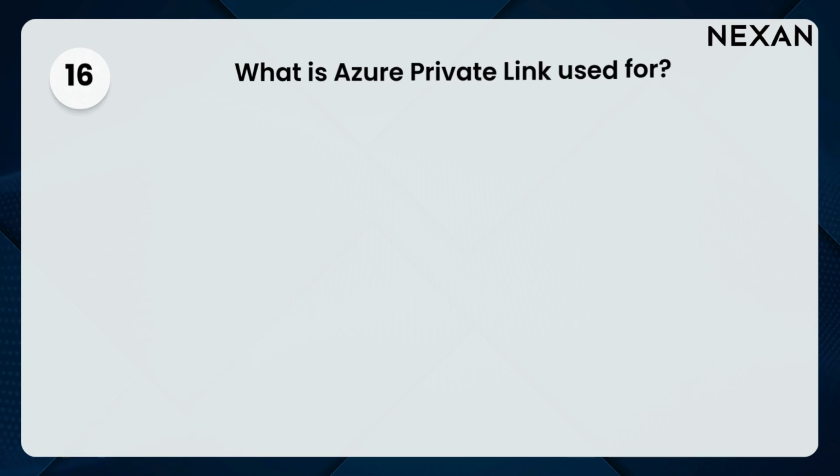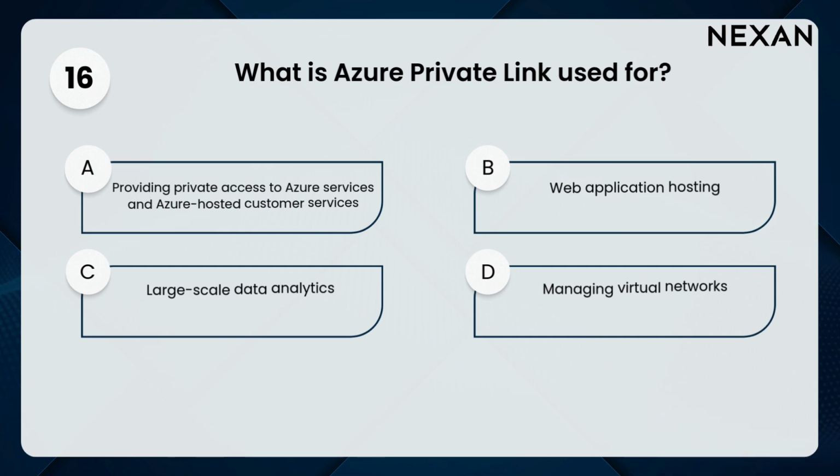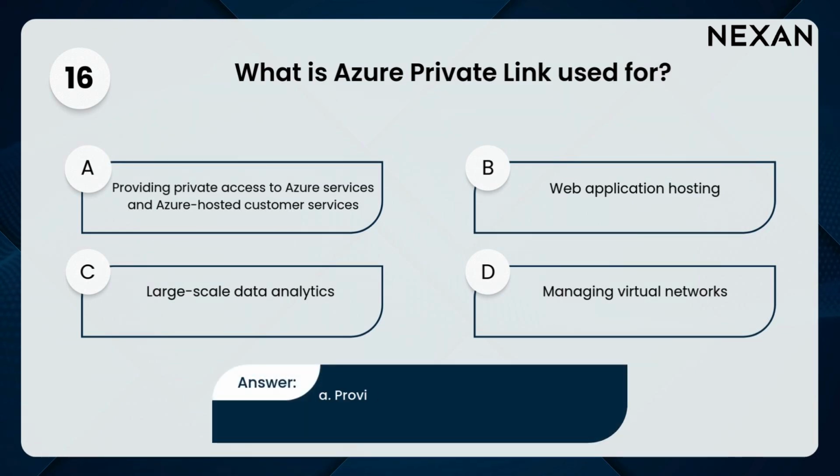16. What is Azure Private Link used for? A. Providing private access to Azure services and Azure hosted customer services, B. Web application hosting, C. Large-scale data analytics, D. Managing virtual networks. Answer: A. Providing private access to Azure services and Azure hosted customer services.